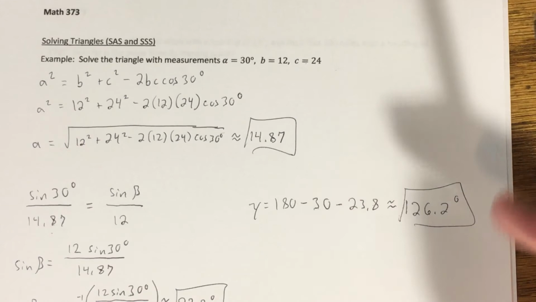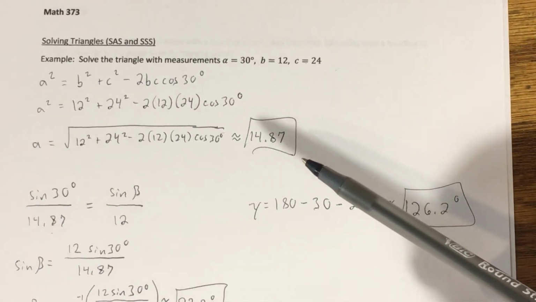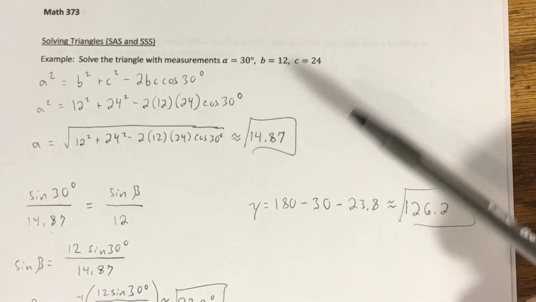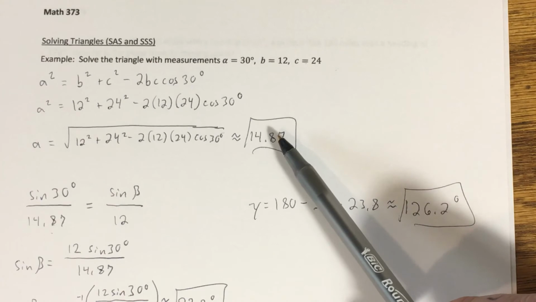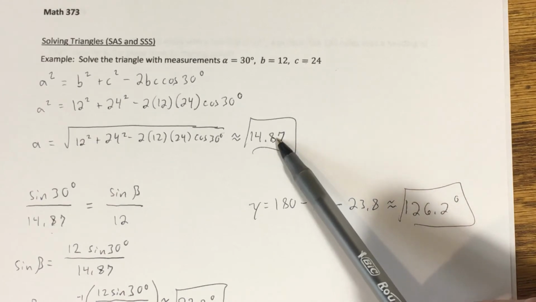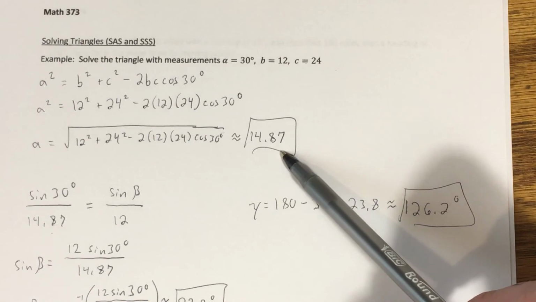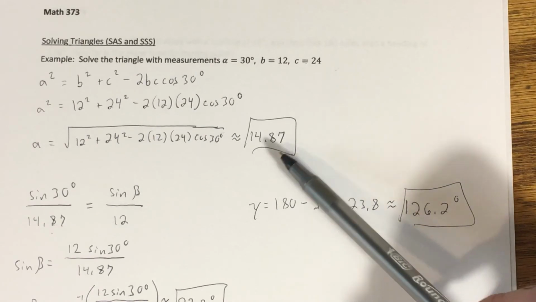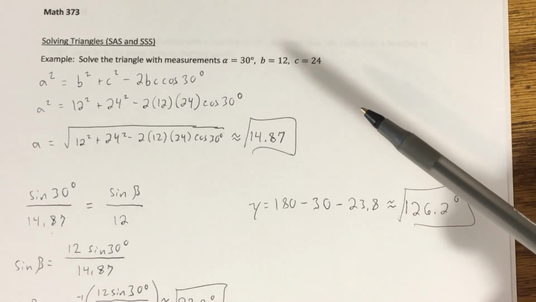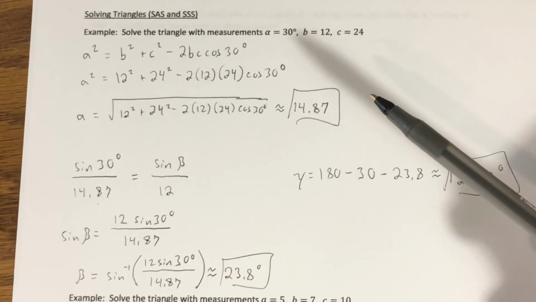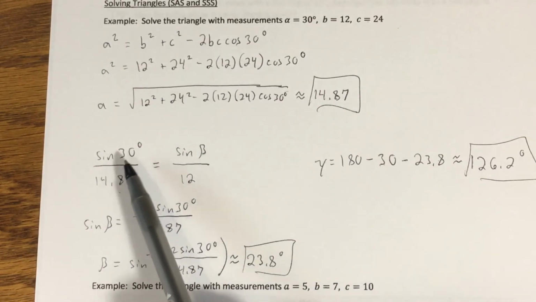Here's the thing. Whether you're dealing with the SAS case or the SSS case, you're going to need the law of cosines, but you only need to use it once. Because once you've done that, notice I've gotten the only side that I didn't have for this triangle. I now have enough information to start using the law of sines to get the remaining missing measurements for this triangle. So if I set up my law of sines, I want to use what I just found: sine of alpha over a.